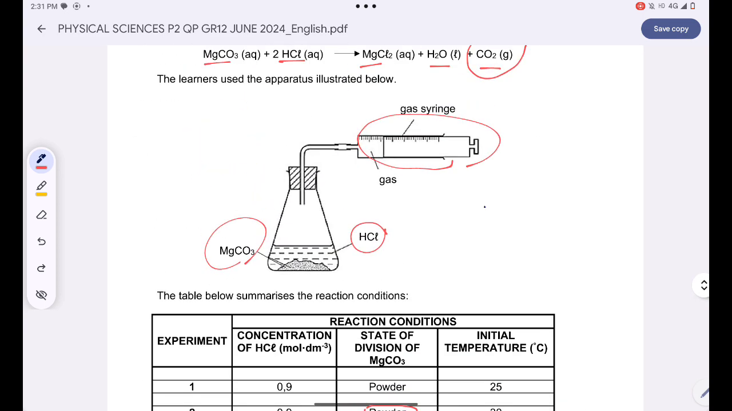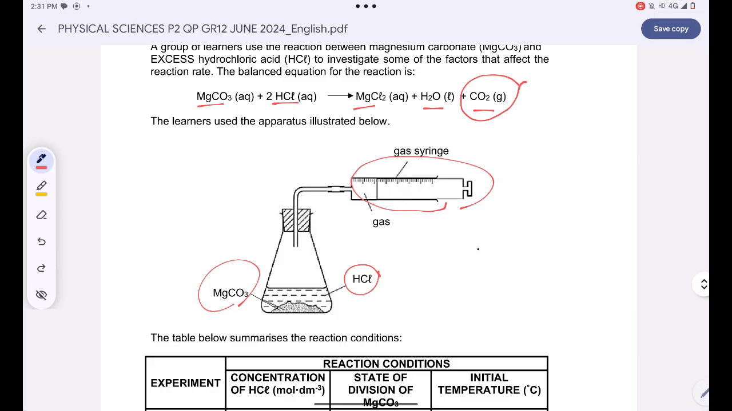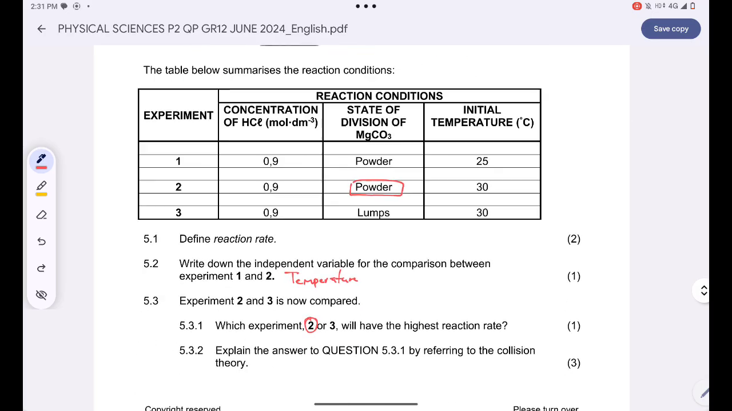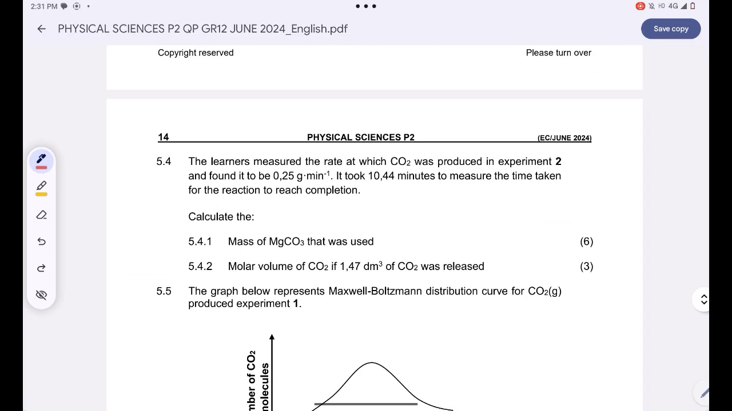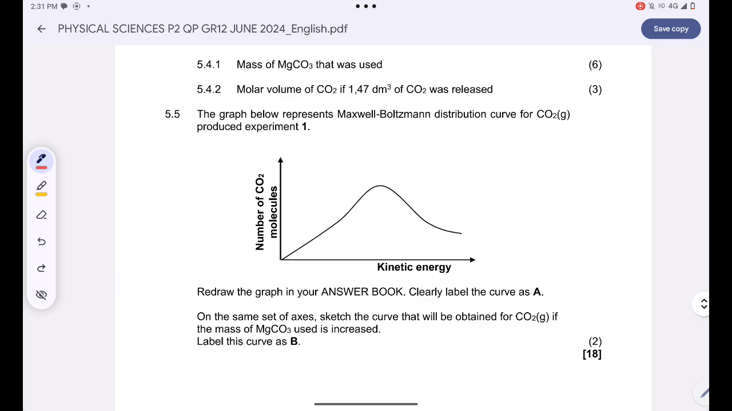We will use magnesium carbonate, guys, to form carbon dioxide. Are you together? So if we can find the amount of carbon dioxide that was formed, we can therefore find the amount of magnesium carbonate that was used. According to the information we have, we will be able to find the amount of carbon dioxide that was formed.